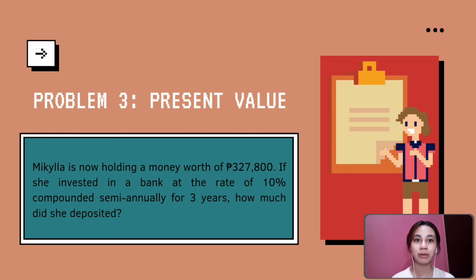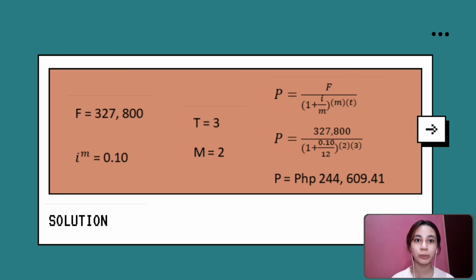Micaela is now holding a money worth of 327,800. If she invested in a bank at the rate of 10% compounded semi-annually for 3 years, how much did she deposit? Let us list down the information stated. The future value, or F, is equal to 327,800. The nominal rate is 0.10, the time is 3, and the frequency of the conversion is 2 since it is compounded semi-annually. To find the present value, we have the formula P is equal to F over 1 plus I raised to M over M raised to M times T.